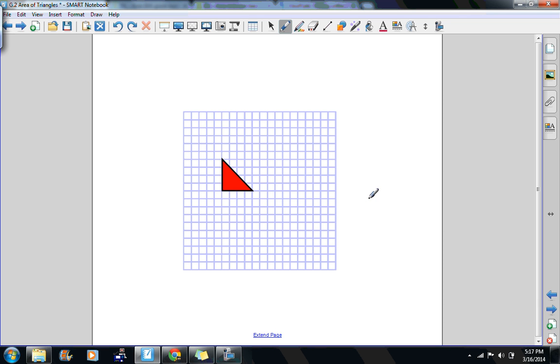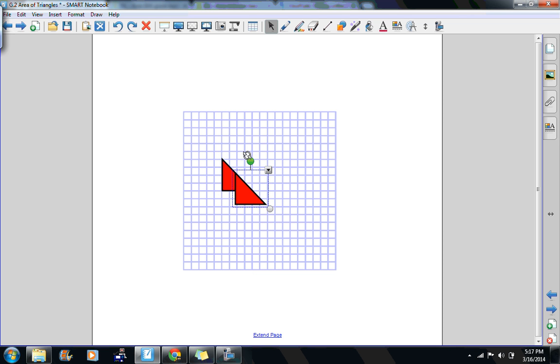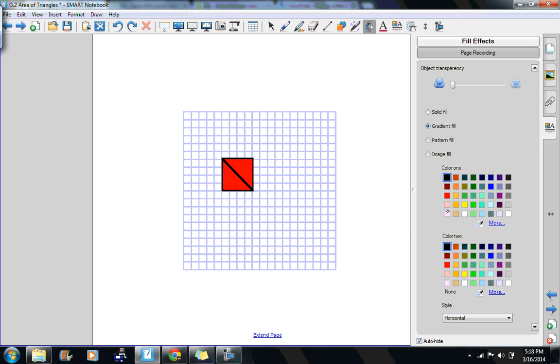Therefore, when we're finding the area of the figure, what we do is we take our triangle, and let's say we clone it, and we're going to rotate it 90 degrees. And we attach it right there. Now we're going to color it differently here. Let's color this one blue.